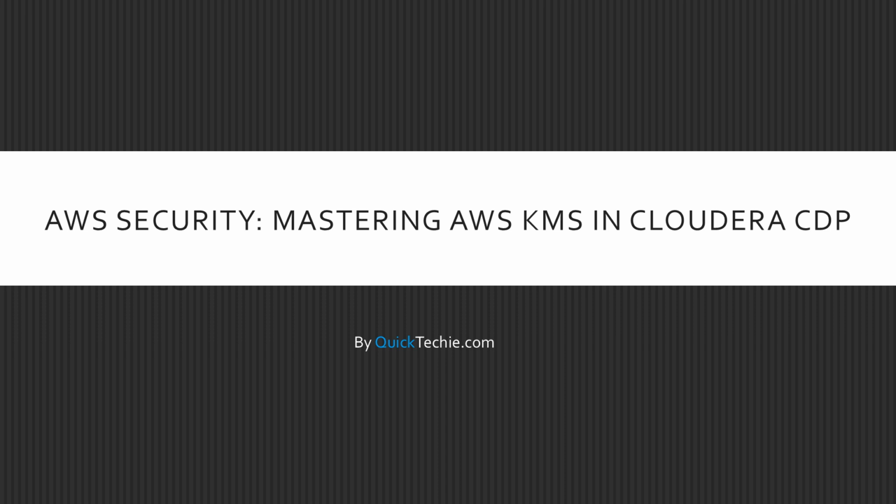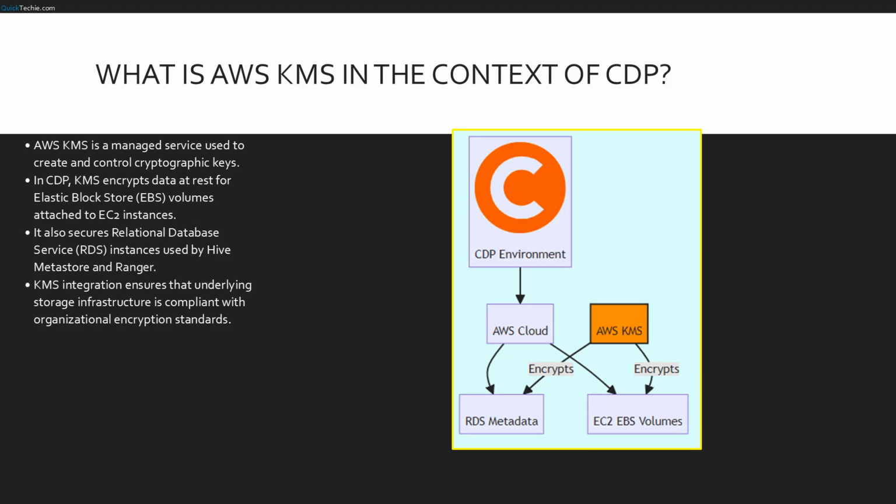Today, we are focusing on the AWS Key Management Service, or KMS. Data encryption is non-negotiable for enterprise workloads, and understanding how CDP integrates with AWS KMS is the key to securing your data lakes, data hubs, and persistent storage. We will cover the what, why, how, and when of managing encryption keys effectively. Let's begin with the basics.